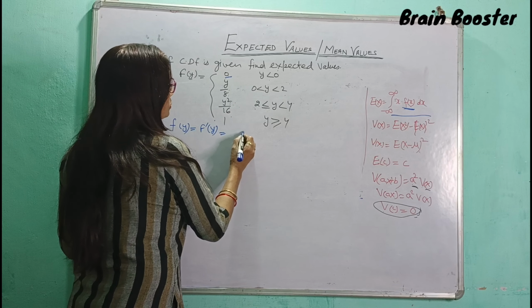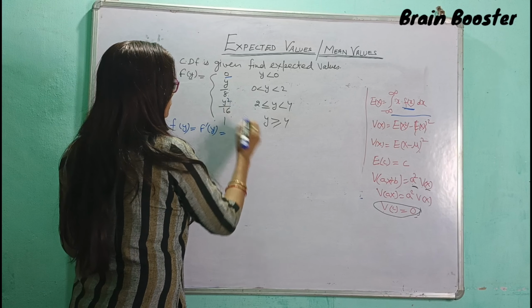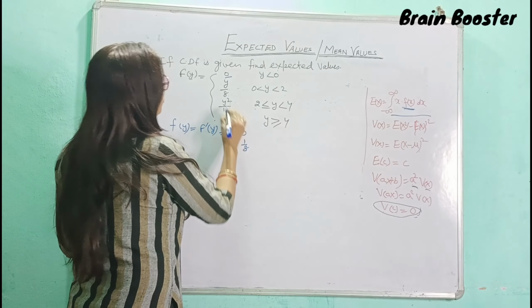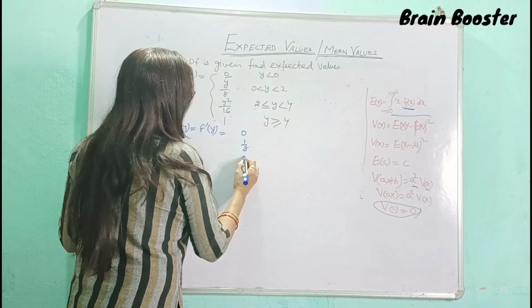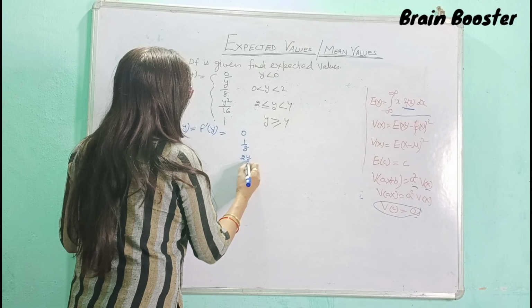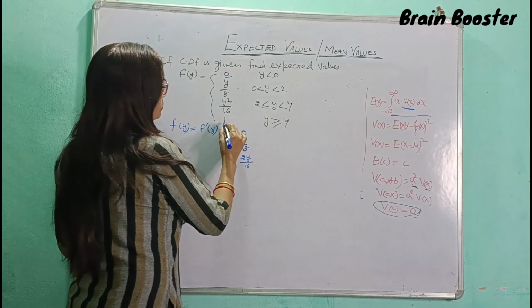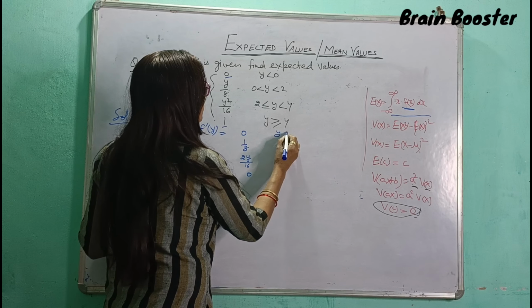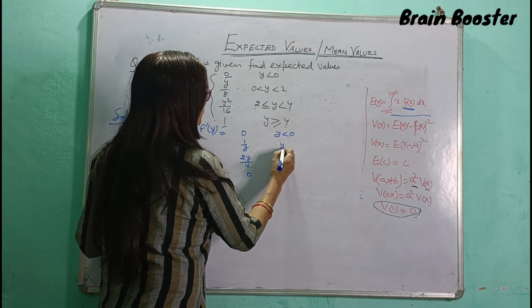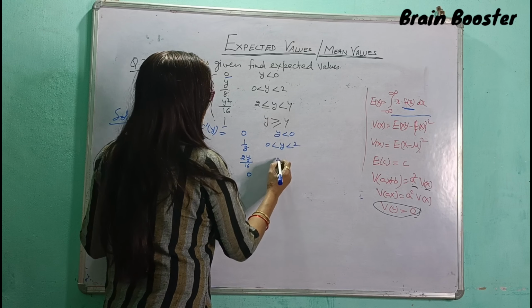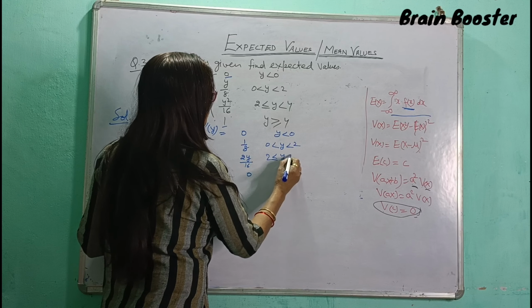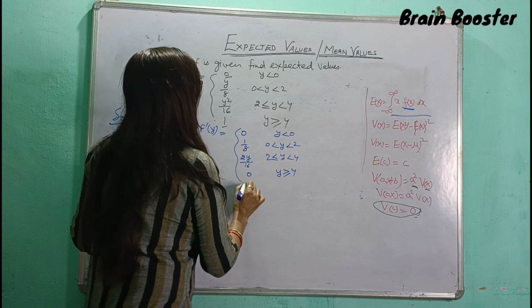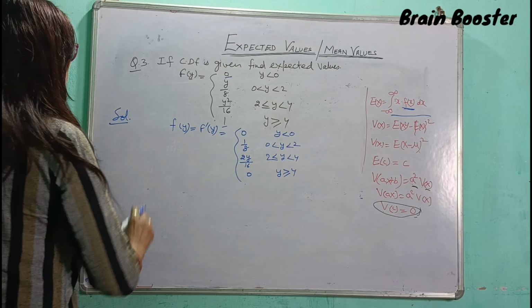Differentiation of any constant number is 0, and this y by 8 will be 1 by 8, y square by 16 will be 2y by 16, and the constant term 1 will be 0. This is for y less than 0, y between 0 and 2, y between 2 and 4, and y greater than 4. This is your CDF.